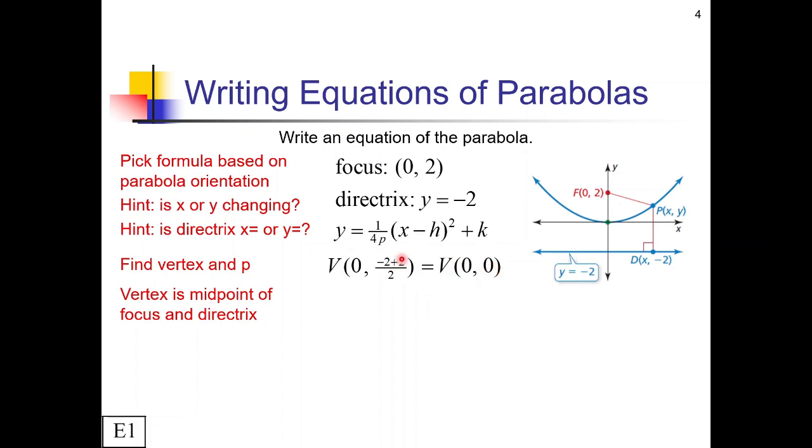Now I could have done this without the graph, but let's just look at the graph and see if I was right. And it looks like, yep, this one is going through the origin. So that works out. So now that we've got the vertex, how do we get the p-value?